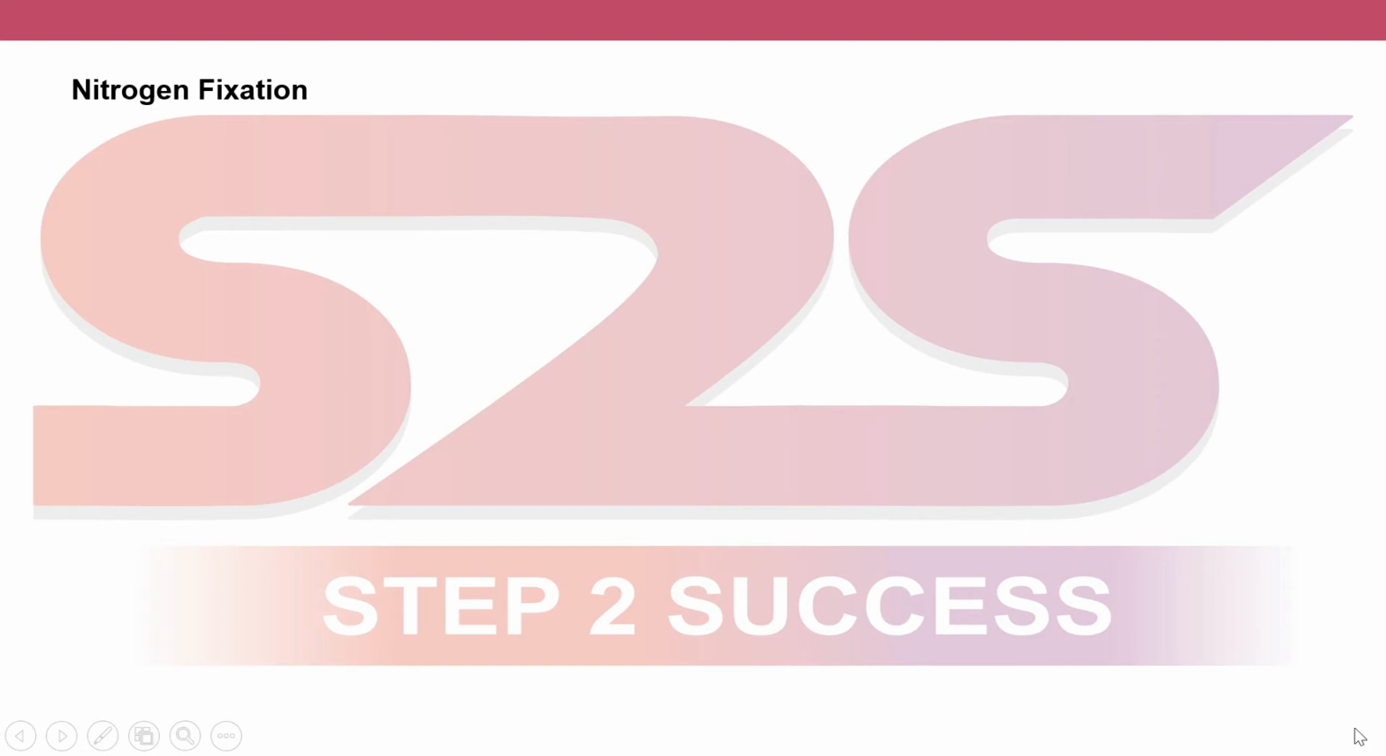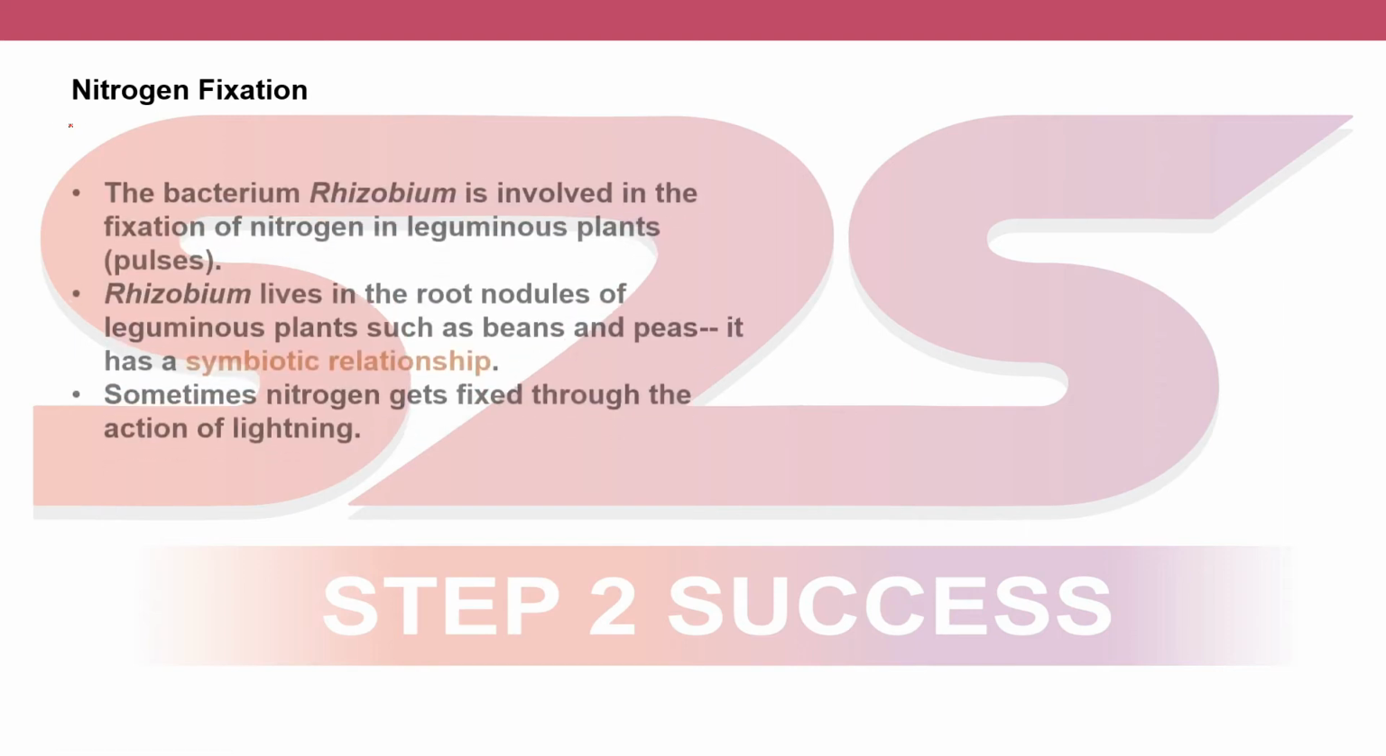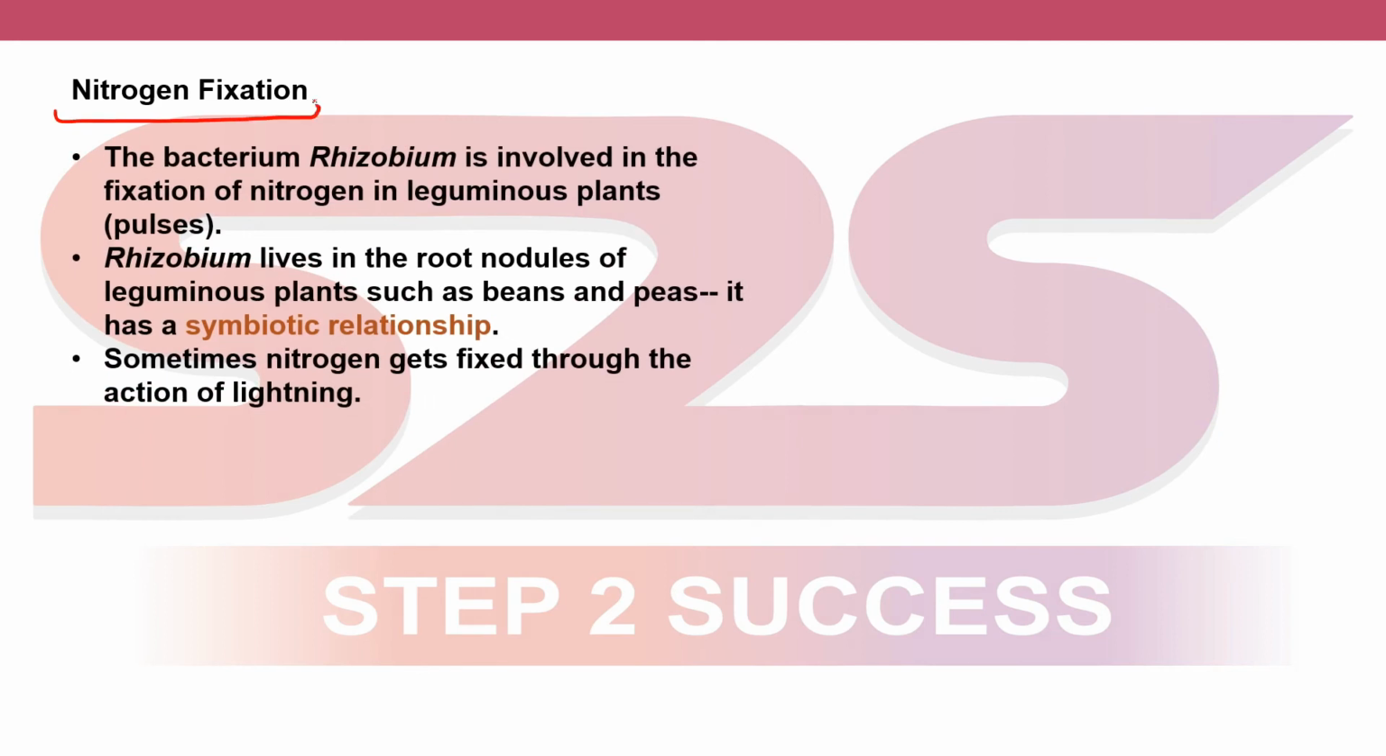This will be the last session for the chapter, and we will be studying about nitrogen fixation. The bacteria Rhizobium is involved in the fixation of nitrogen in leguminous plants. Basically, these are the pulses. Rhizobium lives in the root nodules of the leguminous plants such as beans and peas. It has a symbiotic relationship with them.